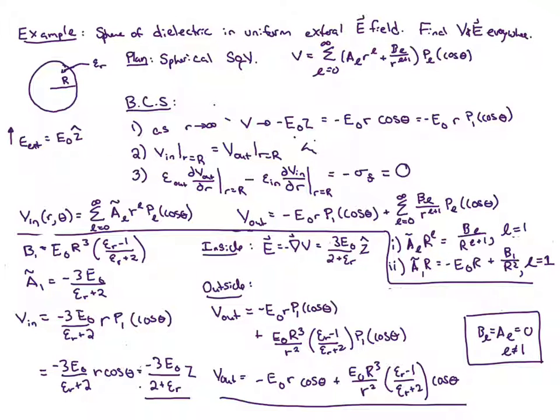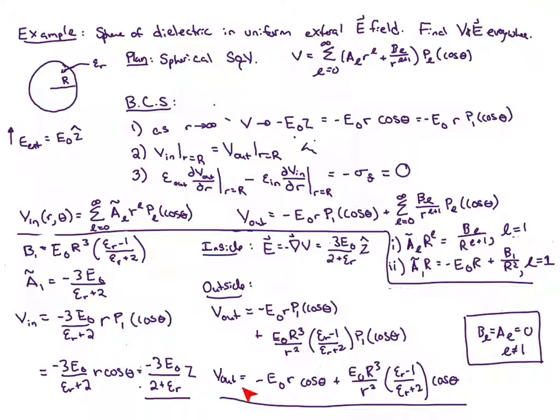And then outside, again, I'm just plugging in here, where we know everything is 0 except the 1s, and we know the value of B1 right here, and here we already found A1 at the very beginning. And so that gives us this equation for V out, again, depending on cosine theta. And then it would be a good thing to check, though I'm not going to do it, that these two equations, the one I have here and the one I have here, satisfy all three of our boundary conditions.